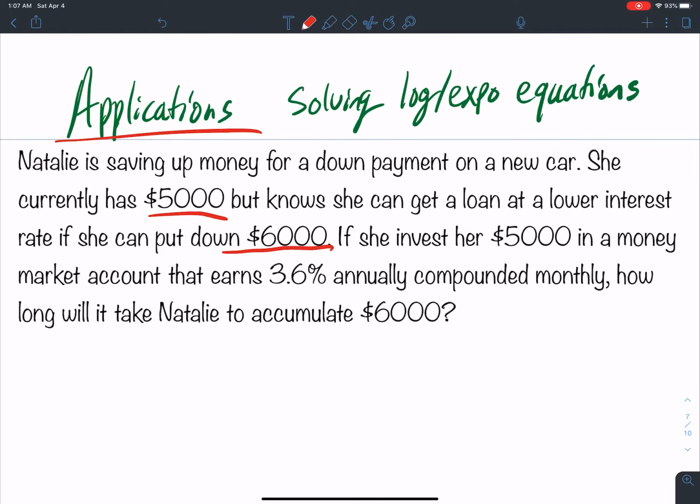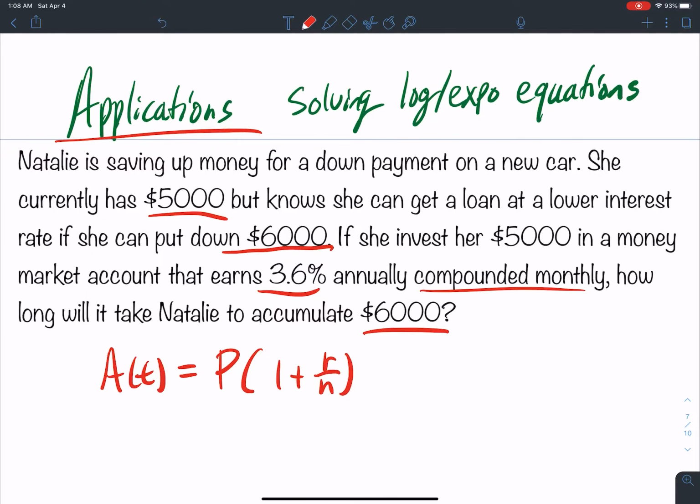So if she can invest the $5,000 she has right now today in some money market account that earns 3.6% annually compounded monthly, how long will it take Natalie to get up to $6,000? So she wants to throw her money into an account so that it can grow $1,000. And then once she gets that $1,000, she's going to put her money towards a new car. So what do we need here for compounded monthly? Well, that's going to be A(t) equals P times (1 plus r over n) to the nt.